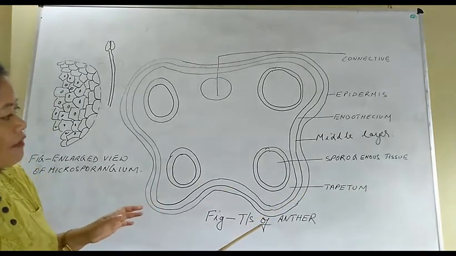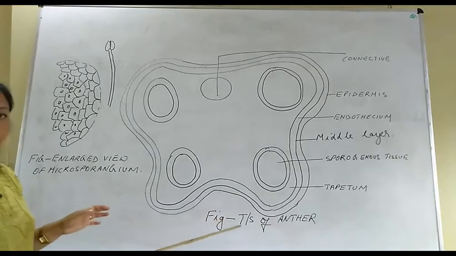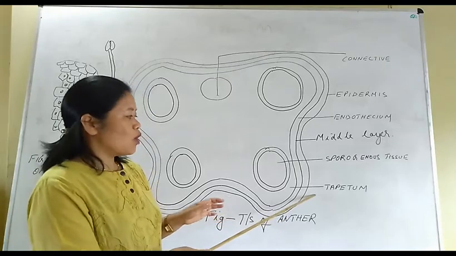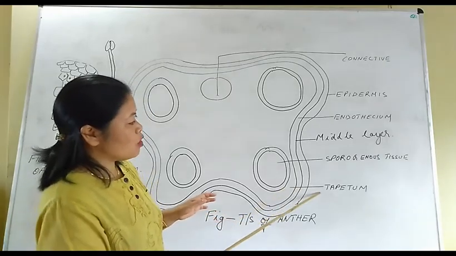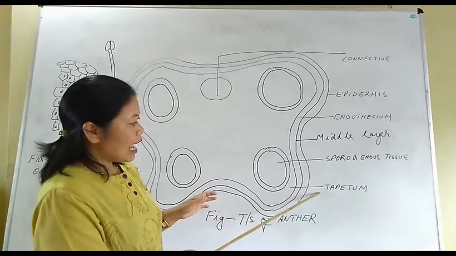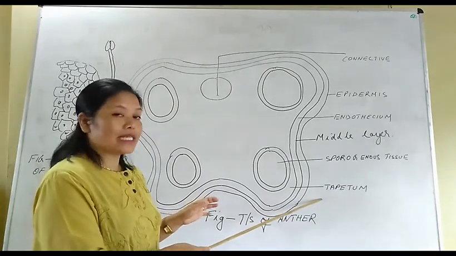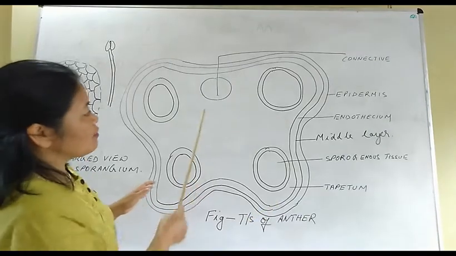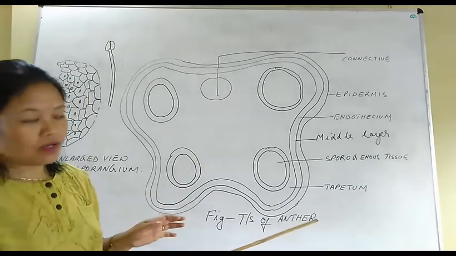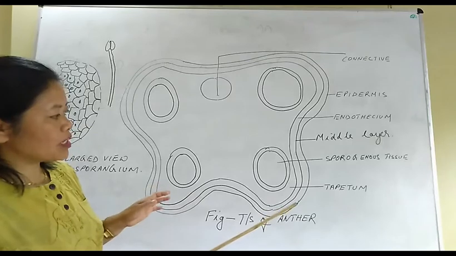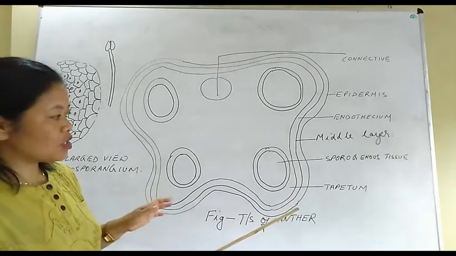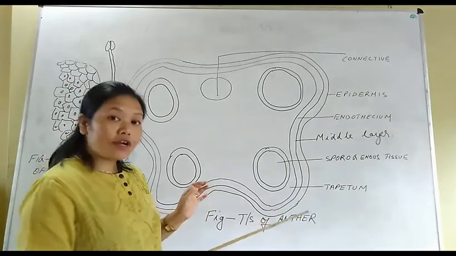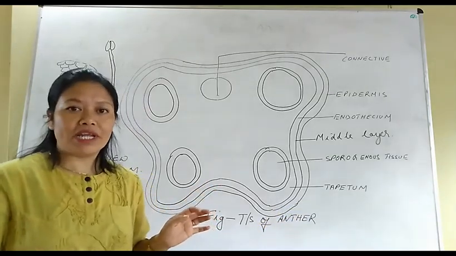Then we have another wall layer, that is tapetum, and this tapetum is the innermost wall layer. And what is the function of this tapetum? It is to provide nourishment to the developing pollen grains. Remember that it's very important to know the function of tapetum. So what is the function of tapetum? It is to provide nourishment to the developing pollen grain.